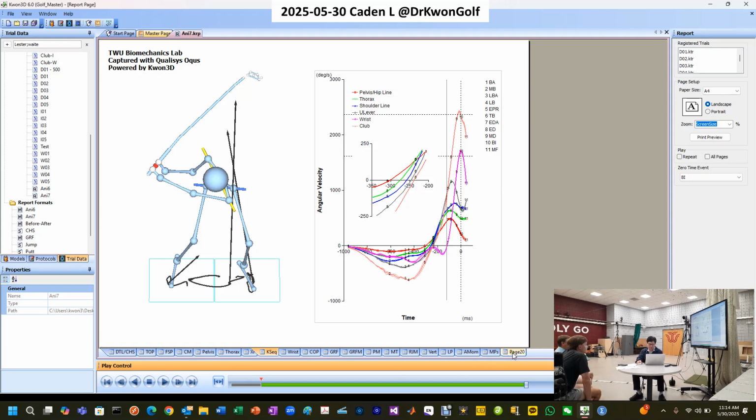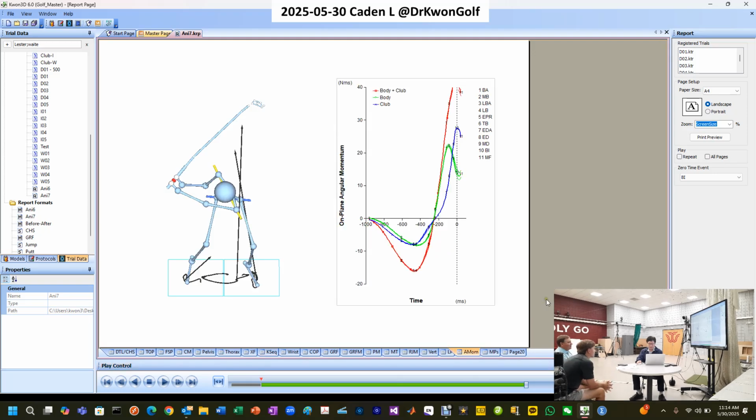So if you look at his angular momentum here, this is the peak value, and he's losing the body angular momentum quite a bit. The club gains a lot of angular momentum here. If you compare the body angular momentum and the club angular momentum, it's almost like a 2-to-1 ratio here at impact. The club has a lot more momentum than the whole body at the instant of impact. But in your case, it's quite similar.